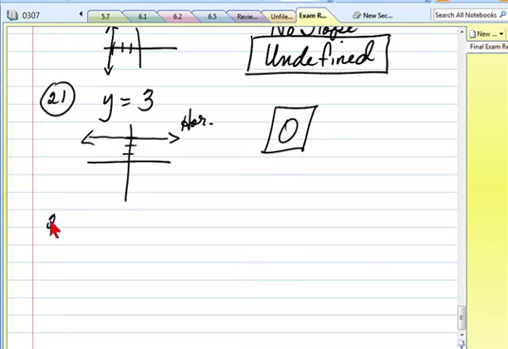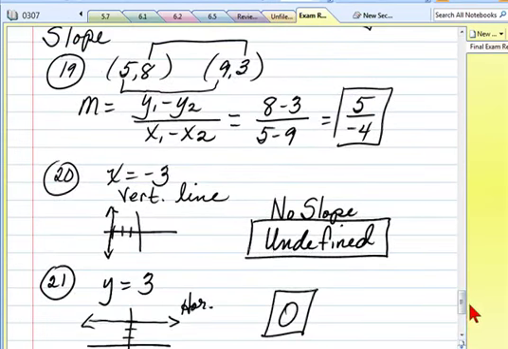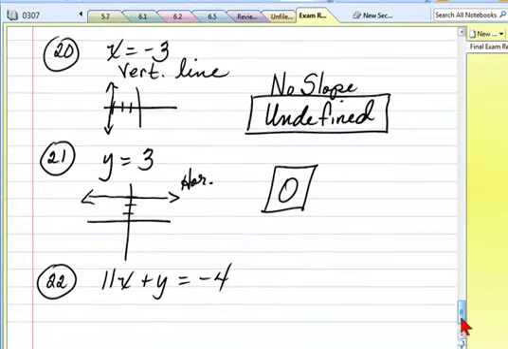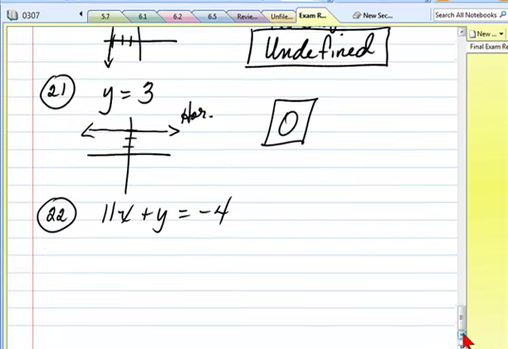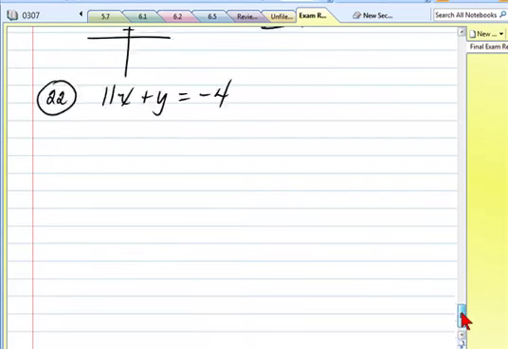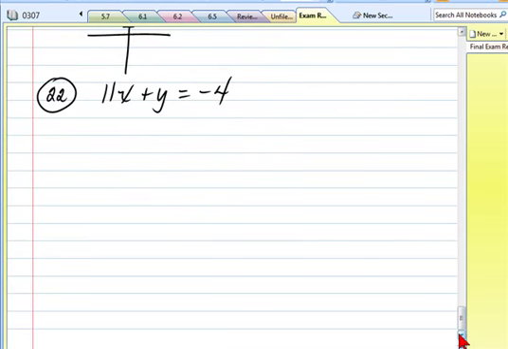All right, 22. We have 11x plus y is negative 4. Now, these 4 questions on slope really do cover the things we did. Slope from 2 points. Then the slope of the 3 different kinds of lines that can exist. Vertical lines, horizontal lines, and now a slanted line. What form does a slanted line need to take on in order to figure out its slope? Yes. Y equals mx plus b.